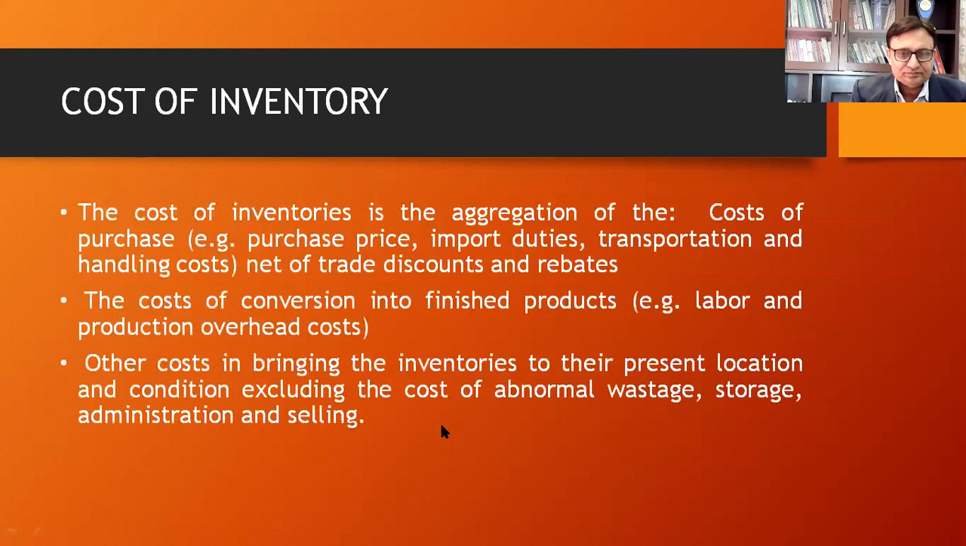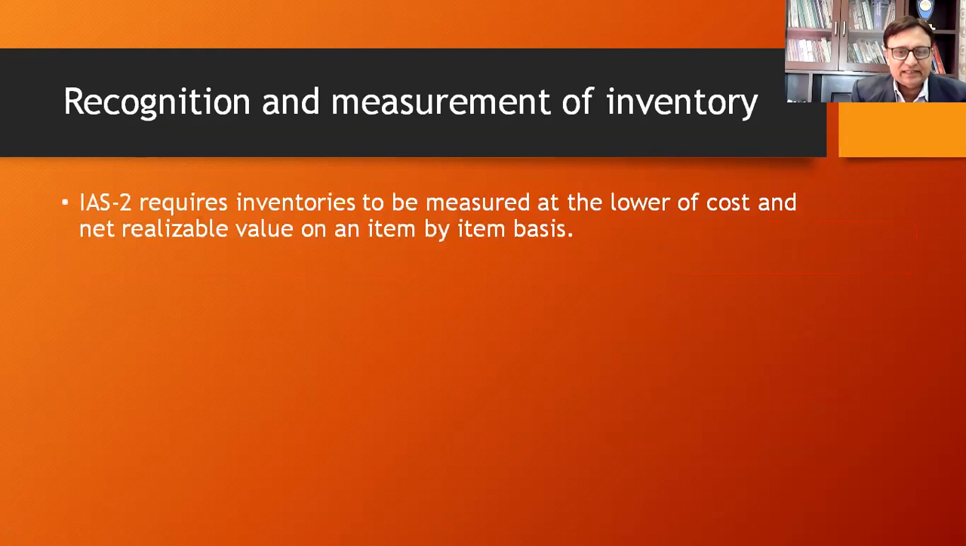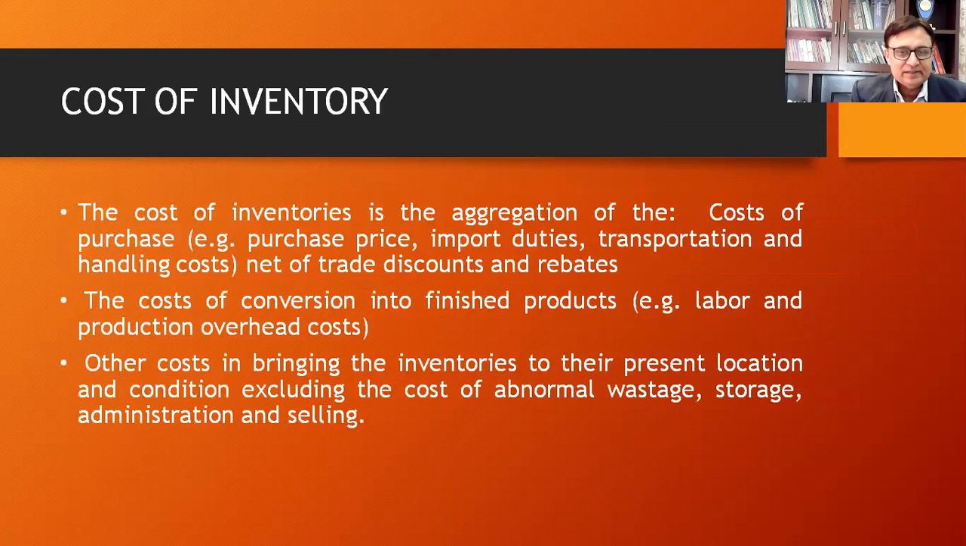So let's see what is included in the cost of the inventories. Because we have used the term cost of the inventory as well as the net realizable value, let's come to the cost now. So as far as the cost is concerned, cost of inventory is the aggregation of the cost of purchase. When we say the cost of purchase, that means we include purchase price, we include import duties, we include transportation costs and handling costs, net of trade discounts and rebates. If you have got some trade discounts and rebates, that will be deducted from that.